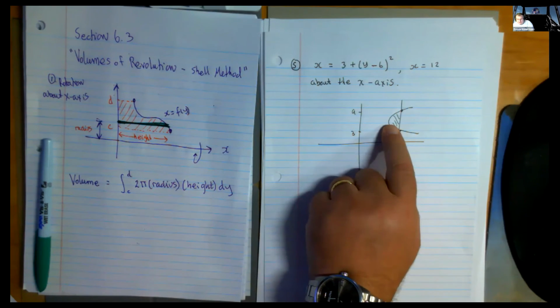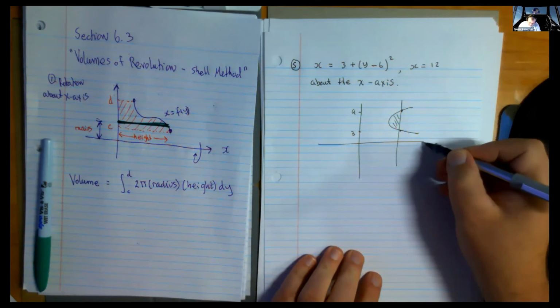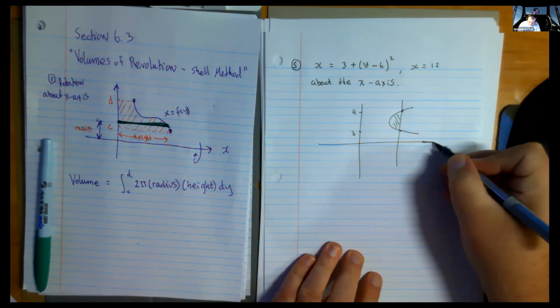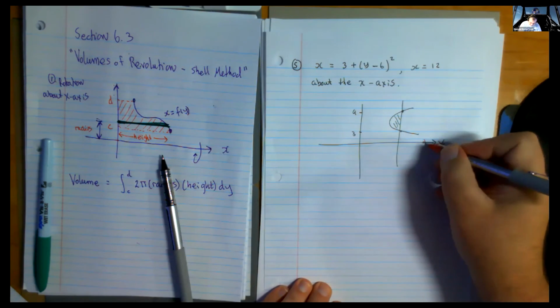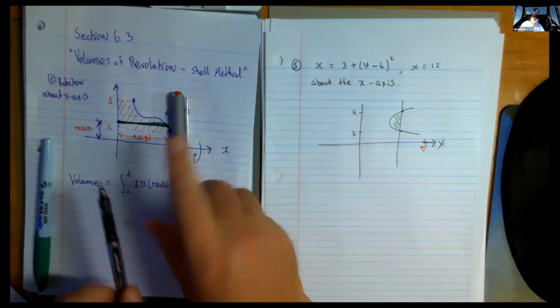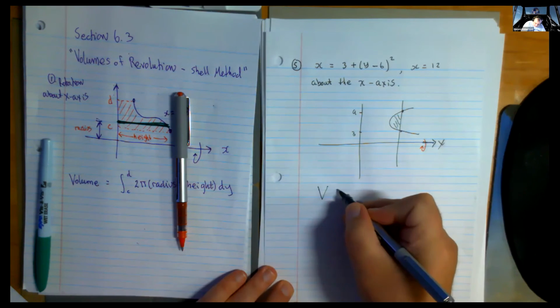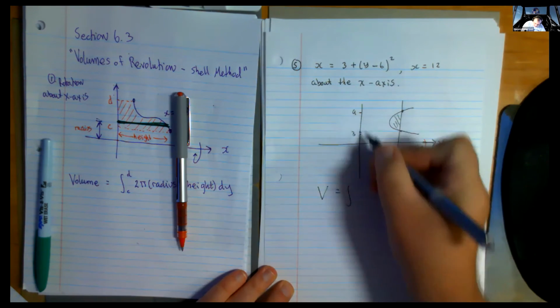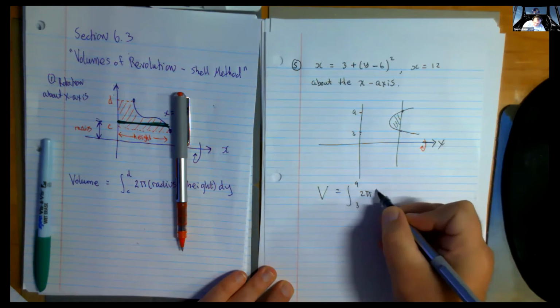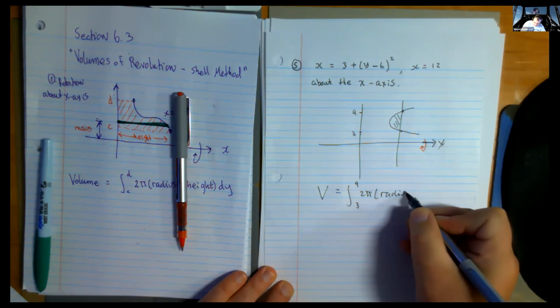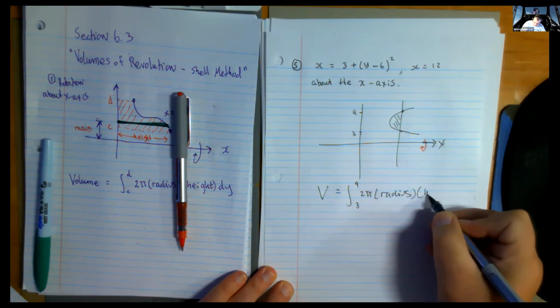Here we go. So we're interested in this region being rotated, right, about the x-axis. Well, we've got a lot of the setup already done for us. It's going to be the integral from y is 3 to 9. There's going to be a 2 pi, a radius, and a height.